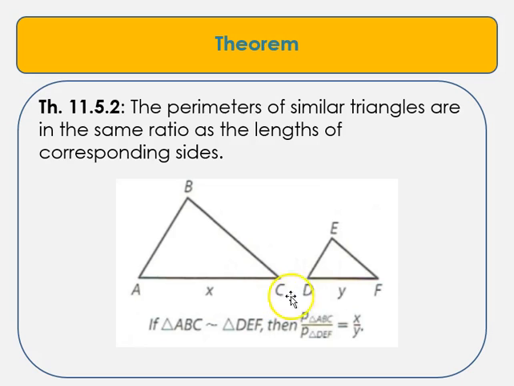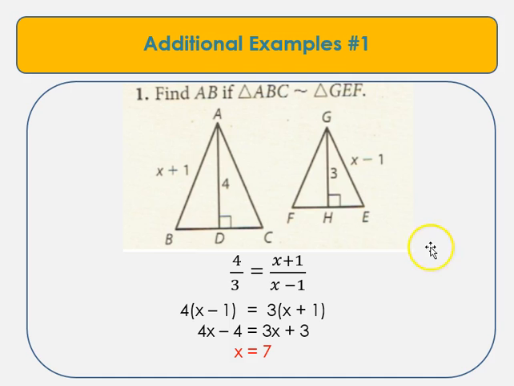Now, if you had numerical values here, you could plug those into x and y. Or if you had one of the perimeters, you could put that into the proportion, and you would be able to solve. So you still do it the same way, it's just that you'll have a perimeter instead of a side length. Let's look at a couple of examples.